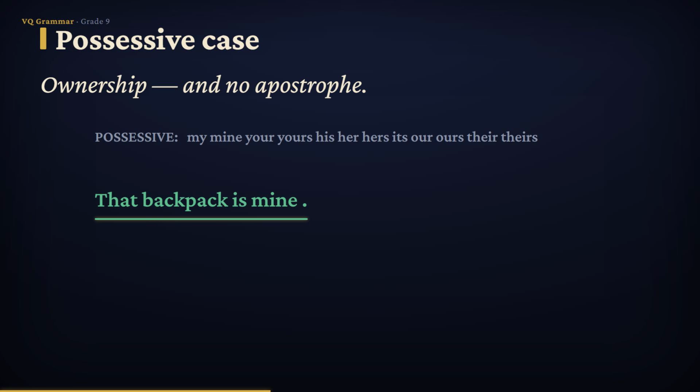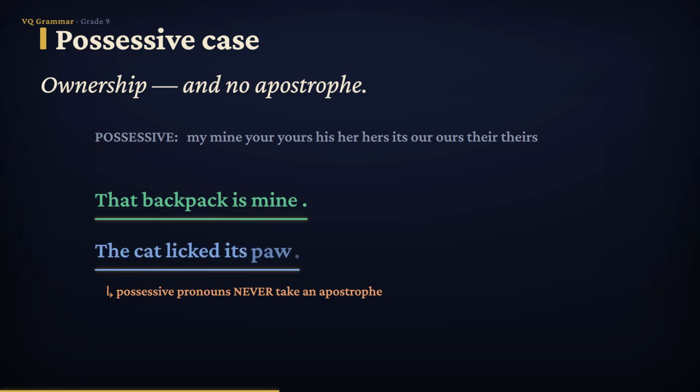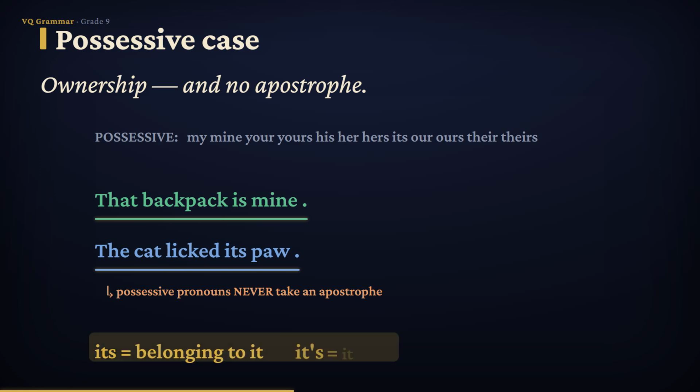And here's the rule that saves you from the most common error in English. Possessive pronouns never, ever take an apostrophe. The cat licked its paw. ITS, no apostrophe, because it already means belonging to it. That's worth burning into memory. Its, spelled ITS, means belonging to it, while it's with an apostrophe is the contraction for it is. Same sound, completely different words. And the possessive one is always apostrophe free.